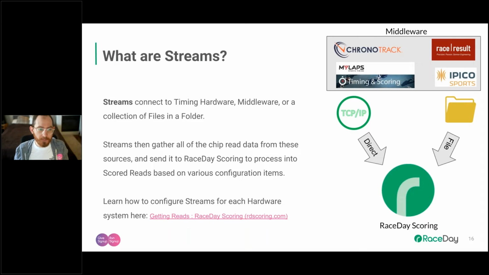So the most important thing to understand is that we're getting all of the data from the reader in a stream. We're basically saying, hey, just give me everything you got for this timing point or location or whatever they call it in the middleware.